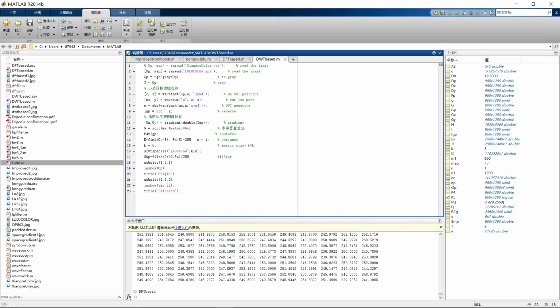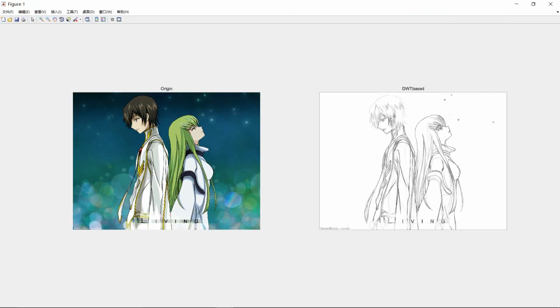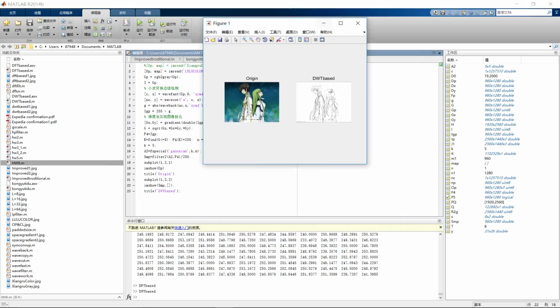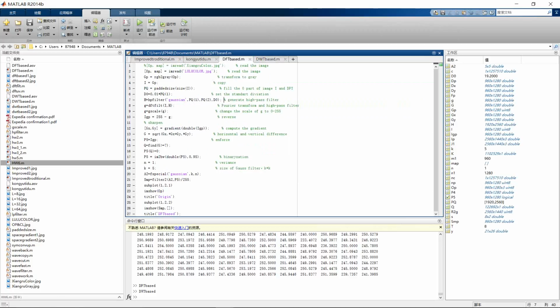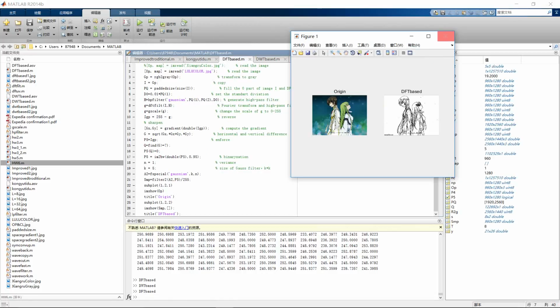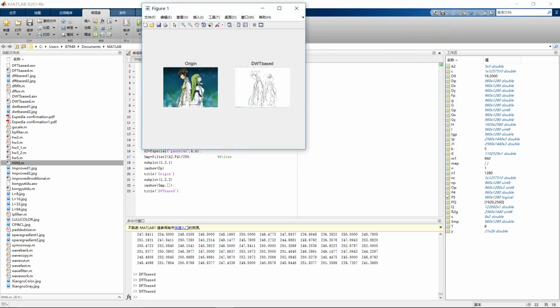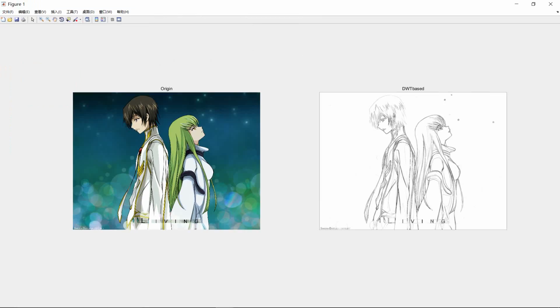The final one is discrete wavelet based. Okay, wait a minute. It should have two pictures. Oh no. It removed almost all the little circles. Only the main part is left. That's its function. Okay, that's the demonstration of my computer program.